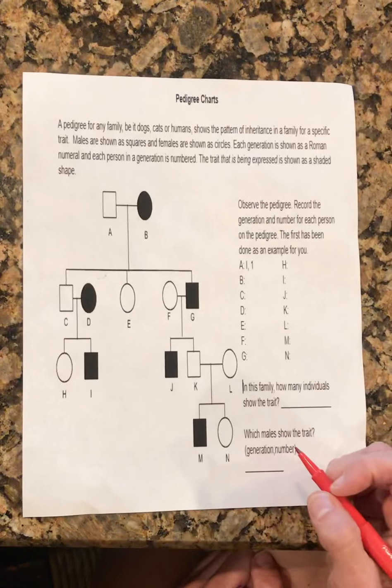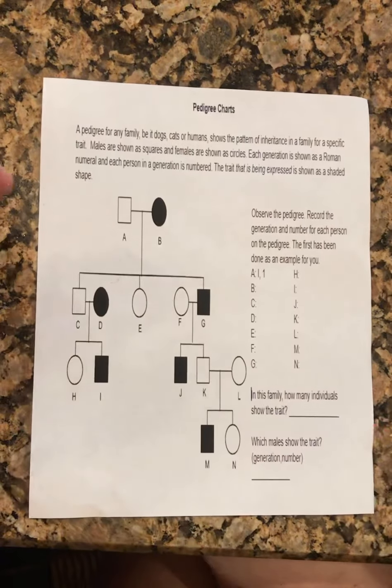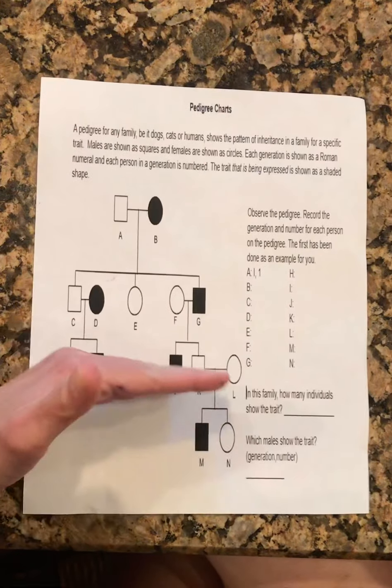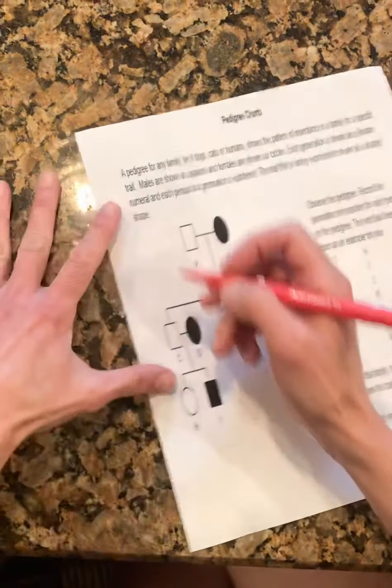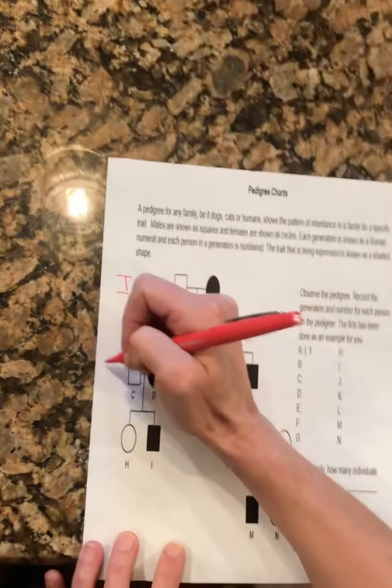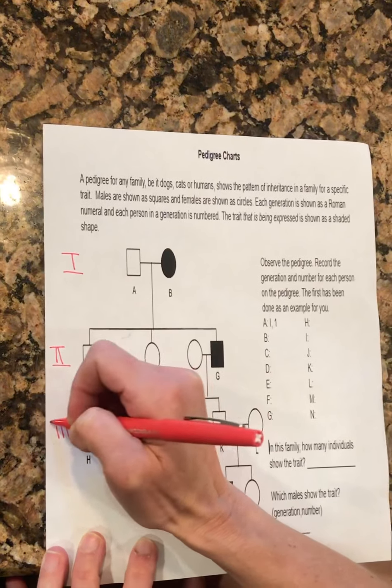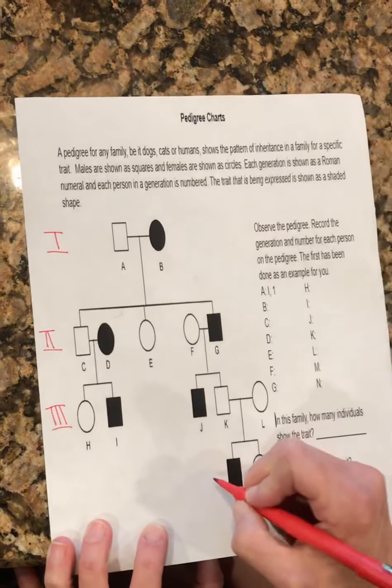To go through, the first thing we're going to do is number each generation. Each line would be another generation. So this is going to be generation 1. This is going to be generation 2. This is going to be generation 3. And this is going to be generation 4.